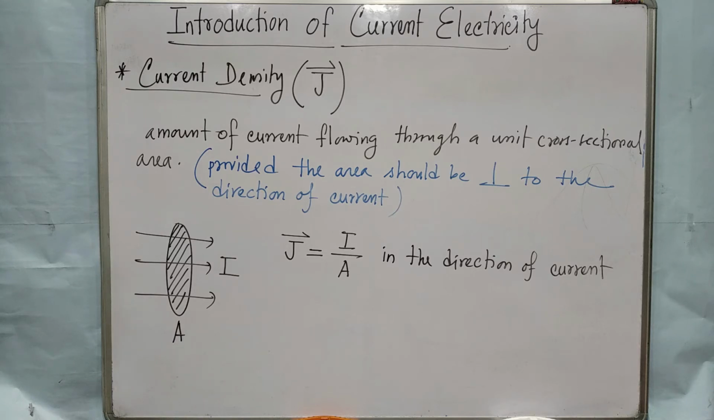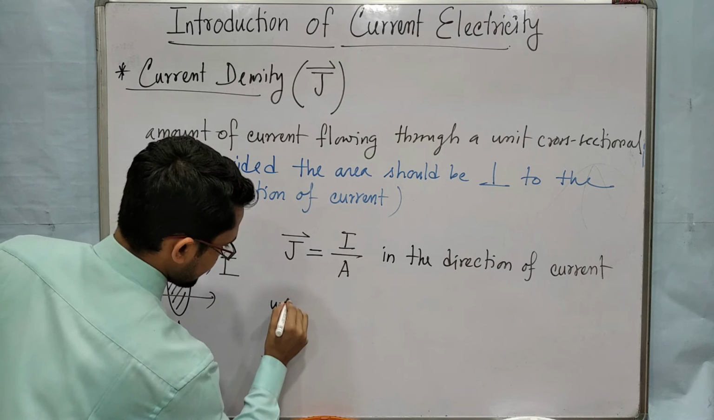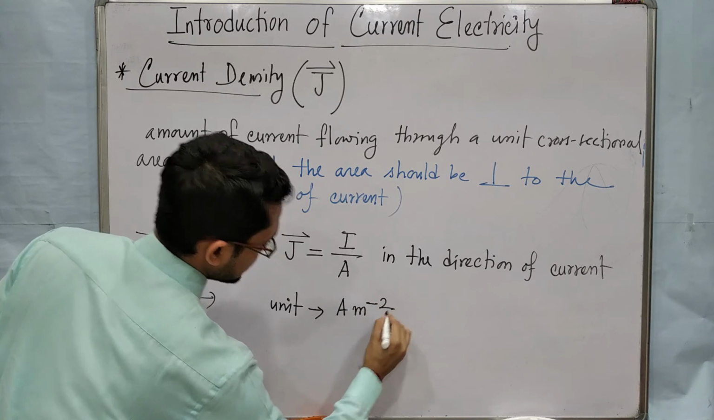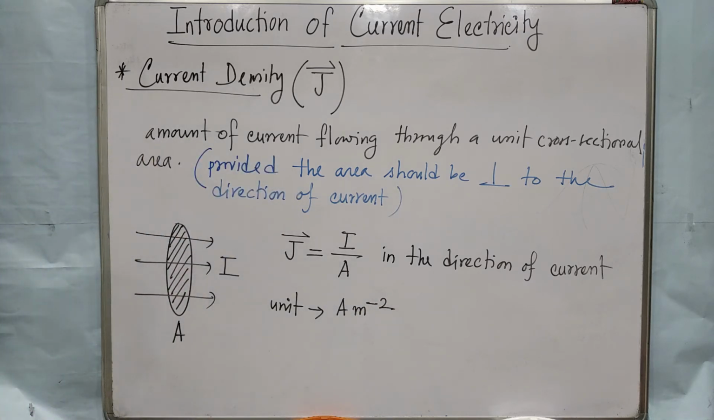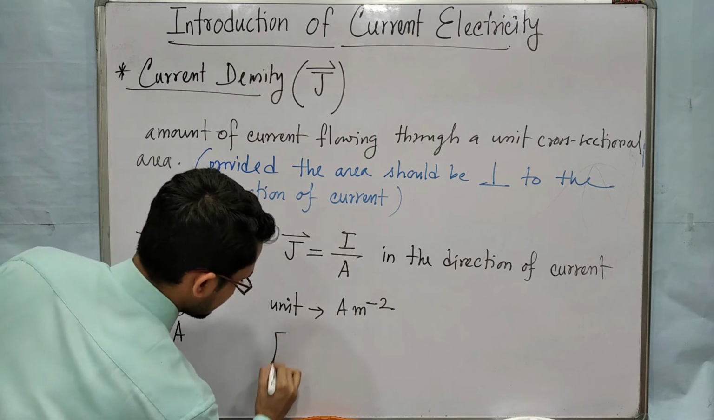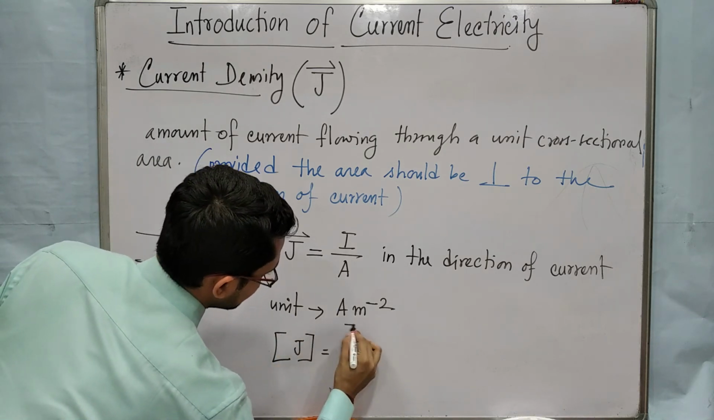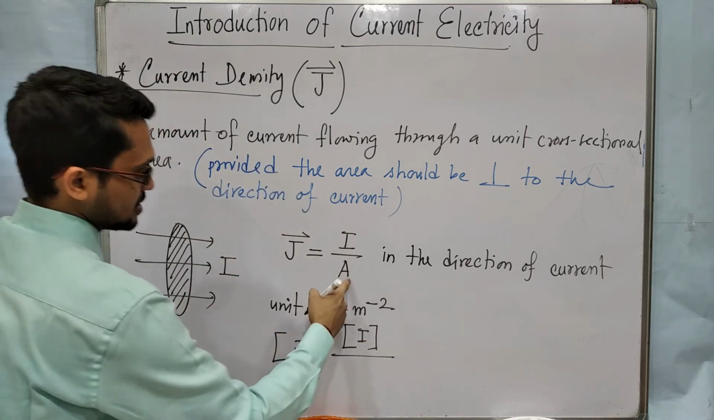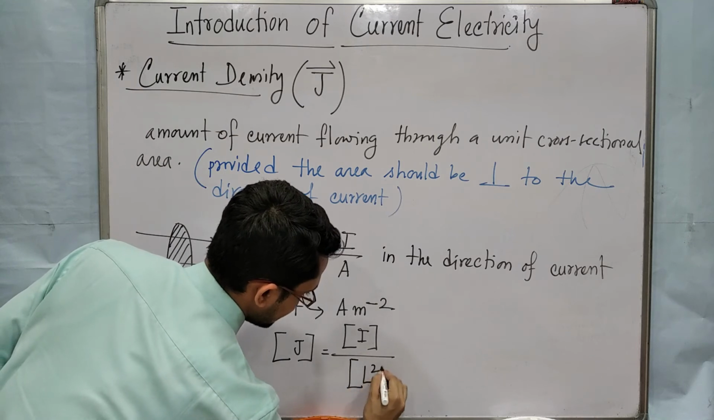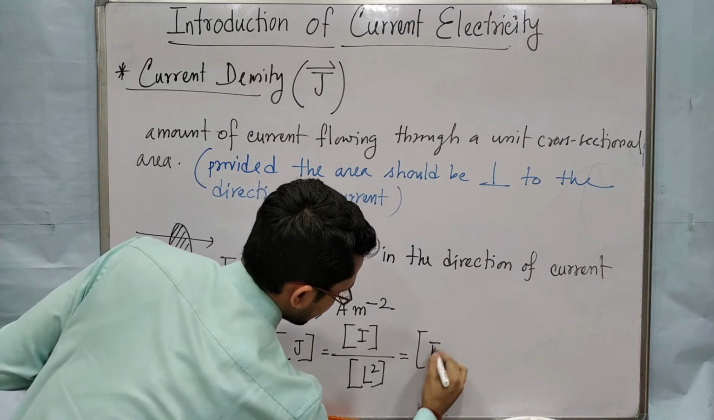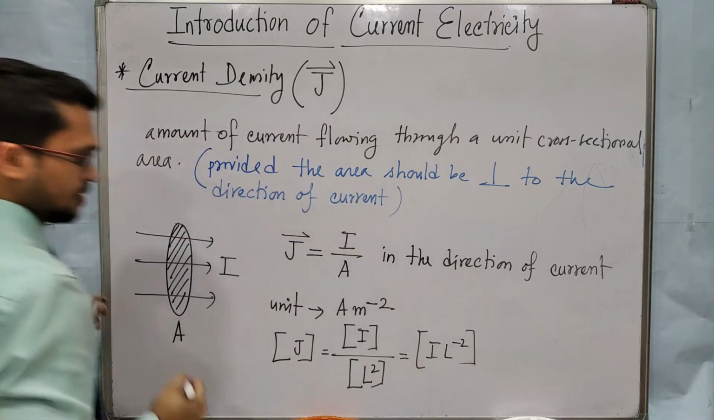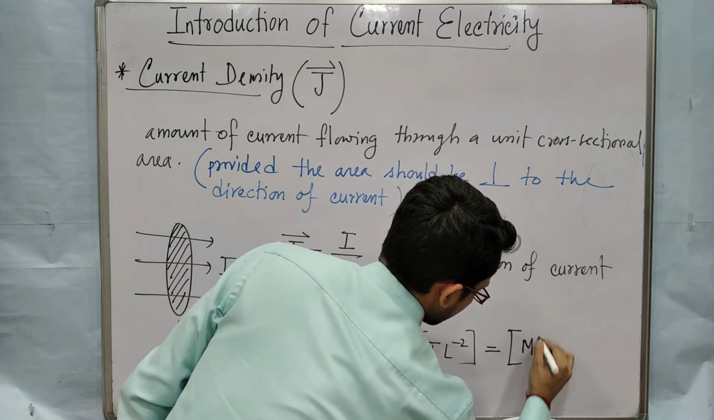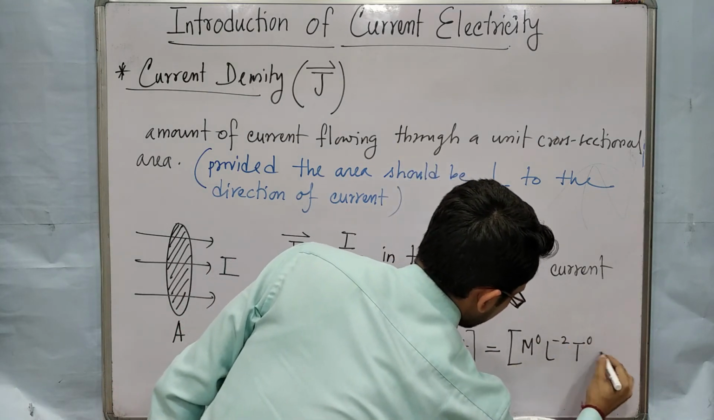Clear? What will be its unit? Unit will be current by area, that means ampere meter minus 2. What will be its dimension? Dimension of J: dimension of current means I, current is a basic quantity. Dimension of area is L square. So it will be I L minus 2. Or if you express it in terms of M L T, then M0 L minus 2 T0 I.